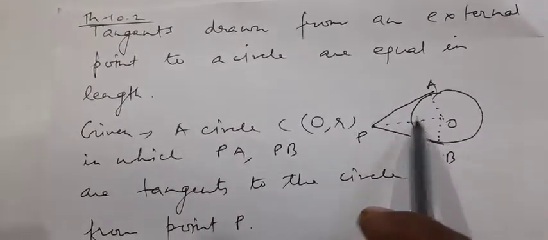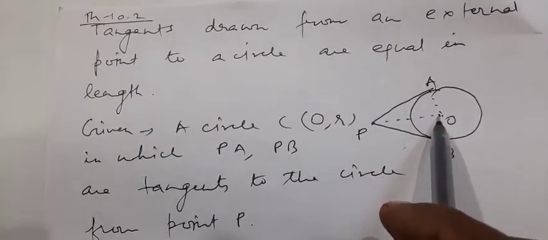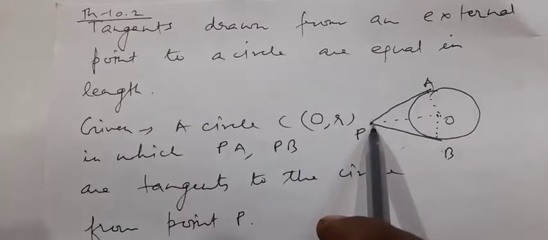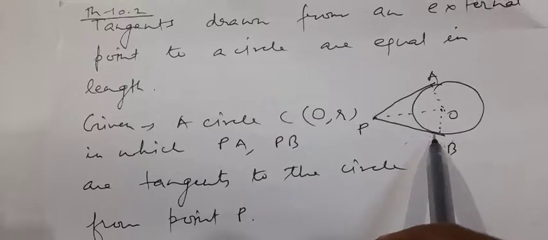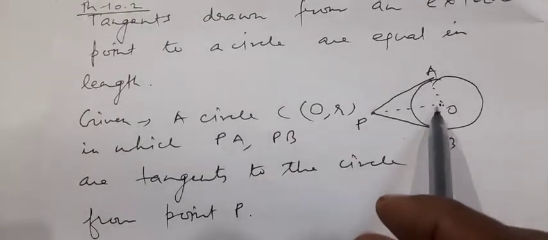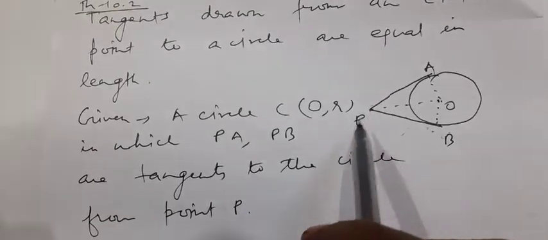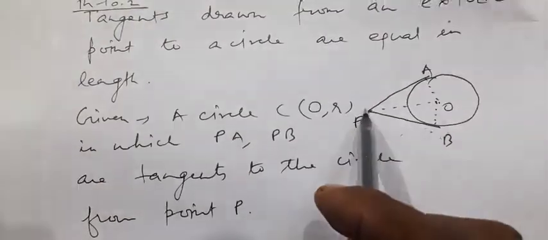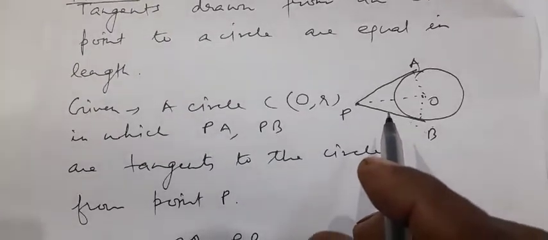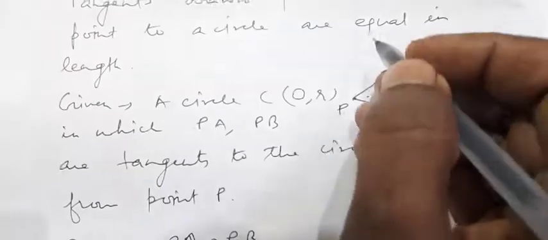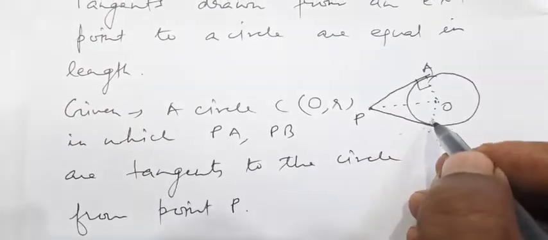It is given to us a circle with center O and radius R, in which P is an exterior point and PA and PB are tangents. In construction, we have to join OA, OB and OP. We have to prove that PA and PB are equal in length. Now, we know the property that tangent and radius are perpendicular to each other. It means that these two angles are equal.